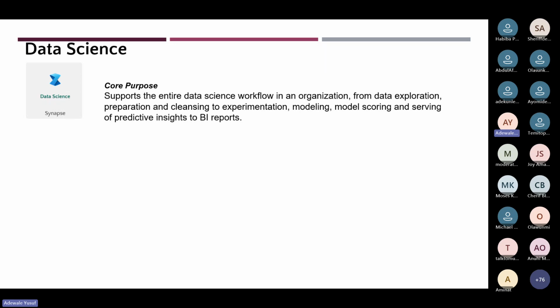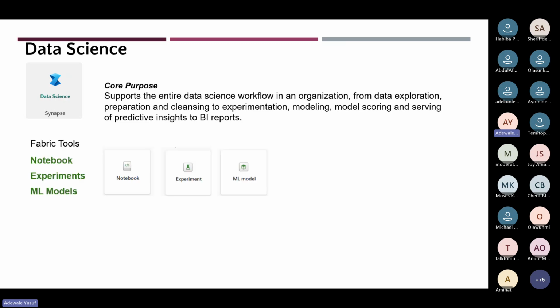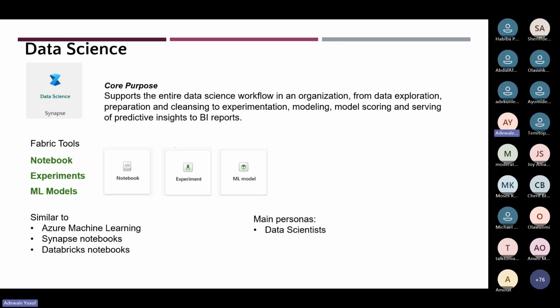Then we also have the data science, which supports the entire data science workflow in an organization, from exploration to preparation, model training, scoring, serving, and also prediction. So Fabric tools that help you do this are basically three. We have notebook, we have experiments, and then we have machine learning models. So all these tools on Fabric can help you do all the data science activities. Some similar tools are Azure Machine Learning, Synapse Notebook, and also Databricks Notebook. The main personnel of these are just data scientists, and we have this workload in Fabric.